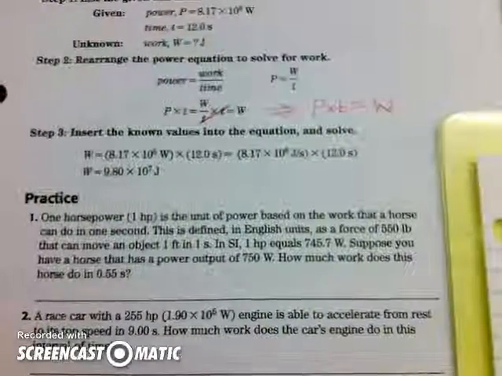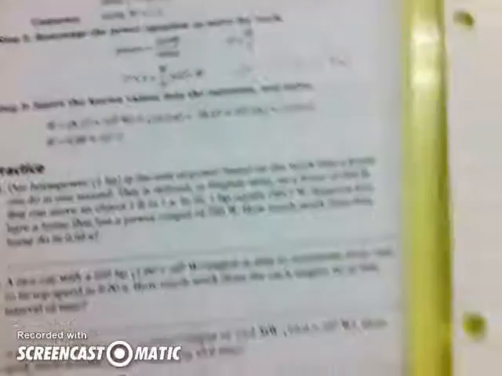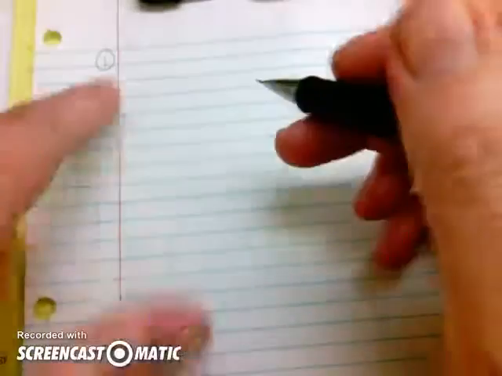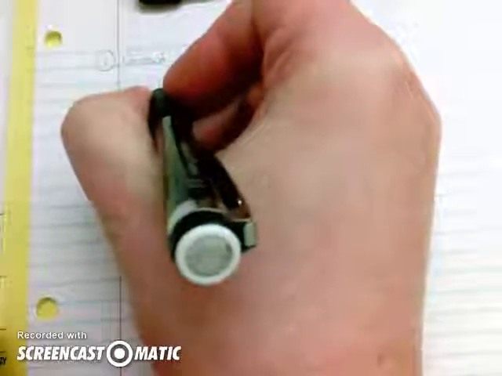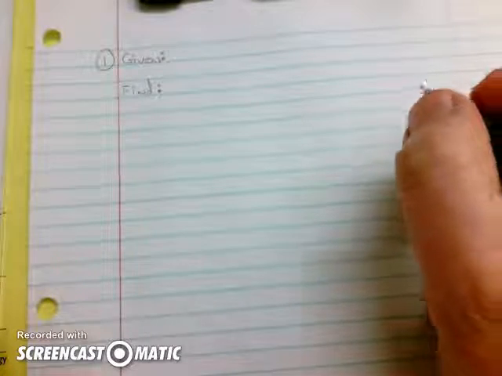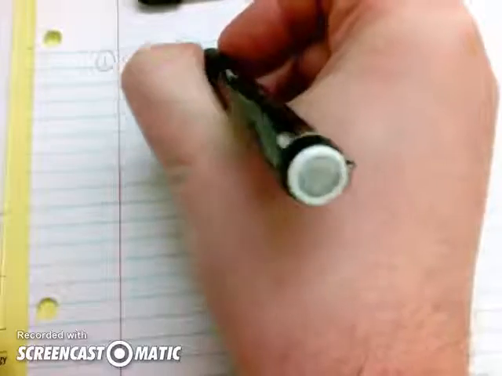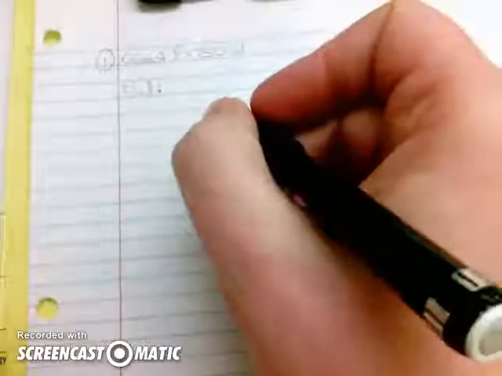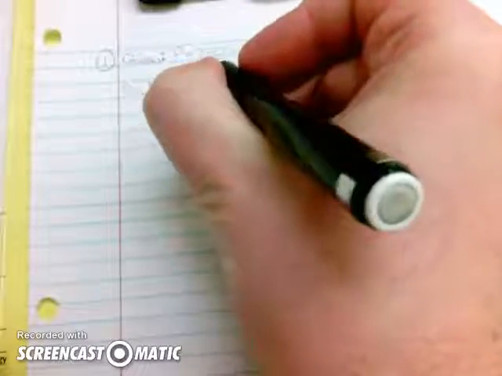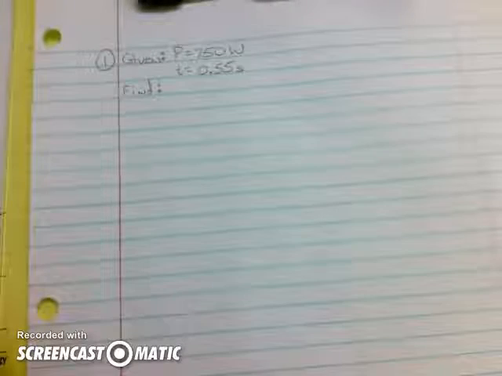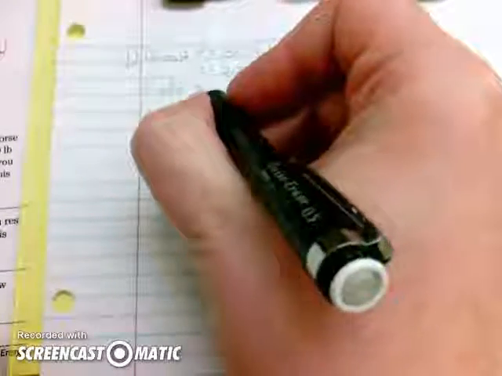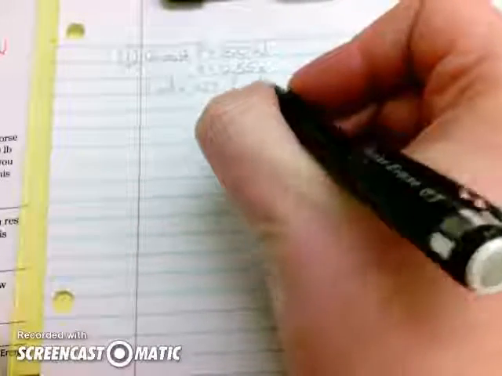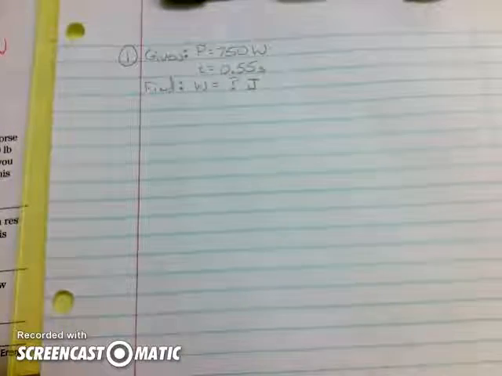Okay, so let's start working this problem. First, I'll bring this over to the clipboard. All right, 1, right? That's the first problem. We have given, and put the semicolon, and I'm going to put find, again, semicolon. We have a power output, or power, equals 750 watts. Okay, and the time is going to be 0.55 seconds. Okay, so what are we trying to find? We're trying to find work. And work is going to be a question mark, and it has units, as we saw from the last time, of joules.